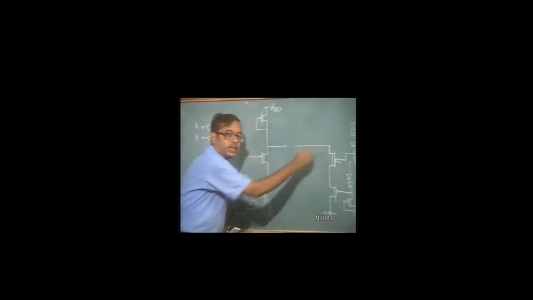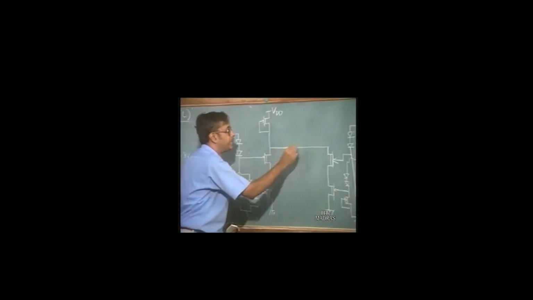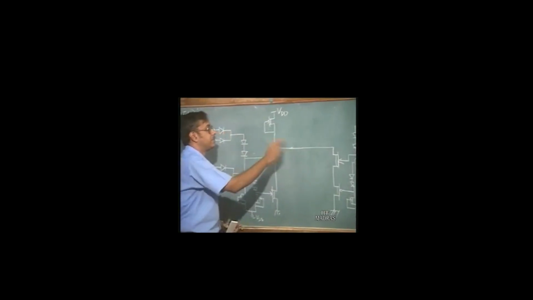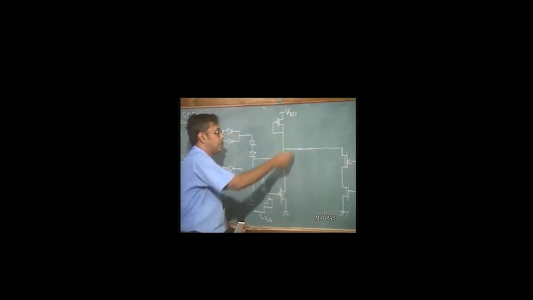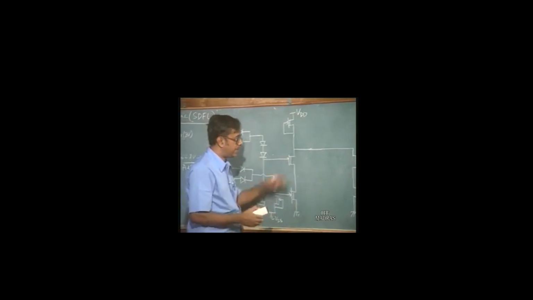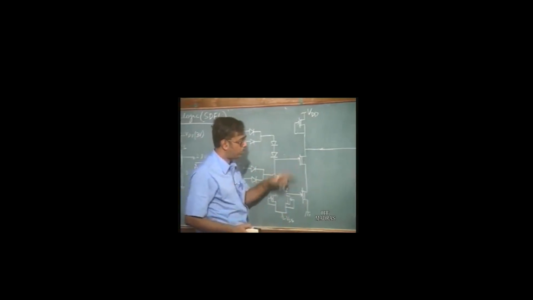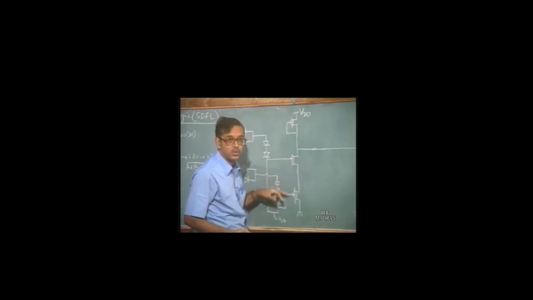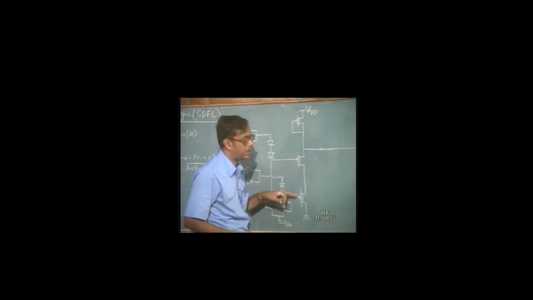So in this particular configuration, when is the output going to go low? The output is going to go low when either this section conducts or this section conducts. When either of these two sections conducts, the lower part conducts and the output is going to go low. So when is any of these sections going to conduct? This section is going to conduct when both these transistors are on, and if this section is going to conduct, then both these transistors have to be on.